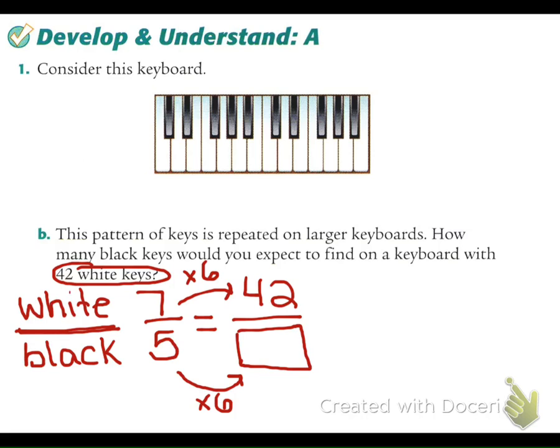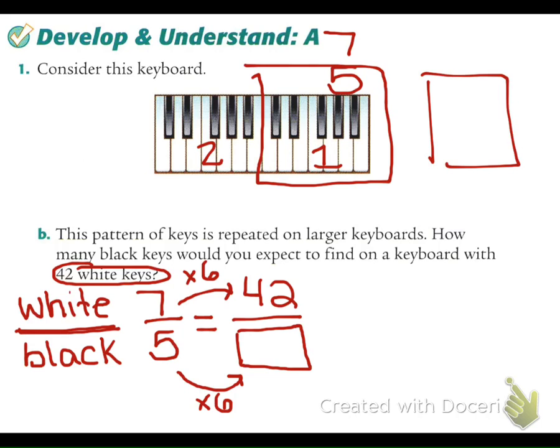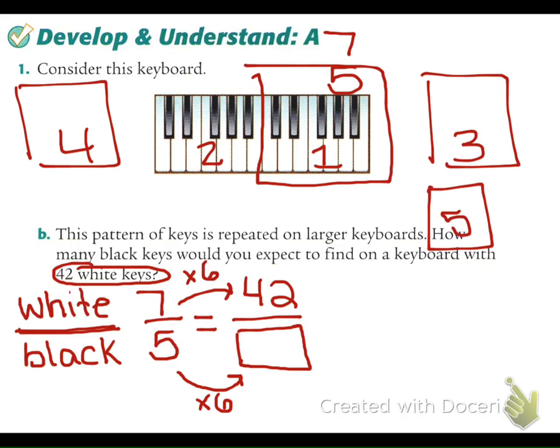Another way that I can look at this is to look at my keyboard and say that this portion of my keyboard, which was a 7 white keys and 5 black keys ratio, is going to be repeated until there are 42 white keys. That means I'll need 6 keyboards. Here's 1, 2, 3, 4, 5, 6. If every one of those 6 keyboards had 5 black keys, how many black keys will there be in all? Counting by 5s will tell you that there will be 30.